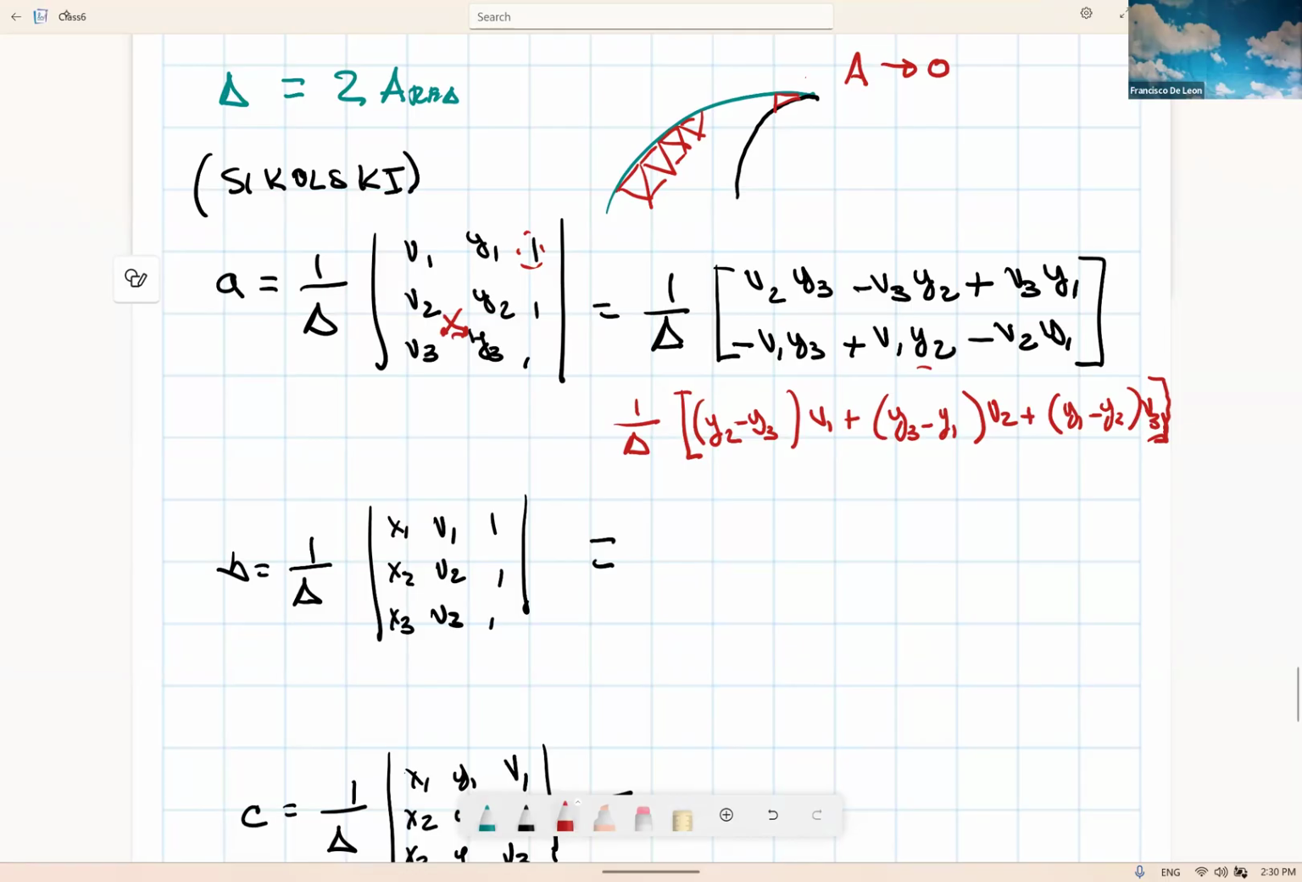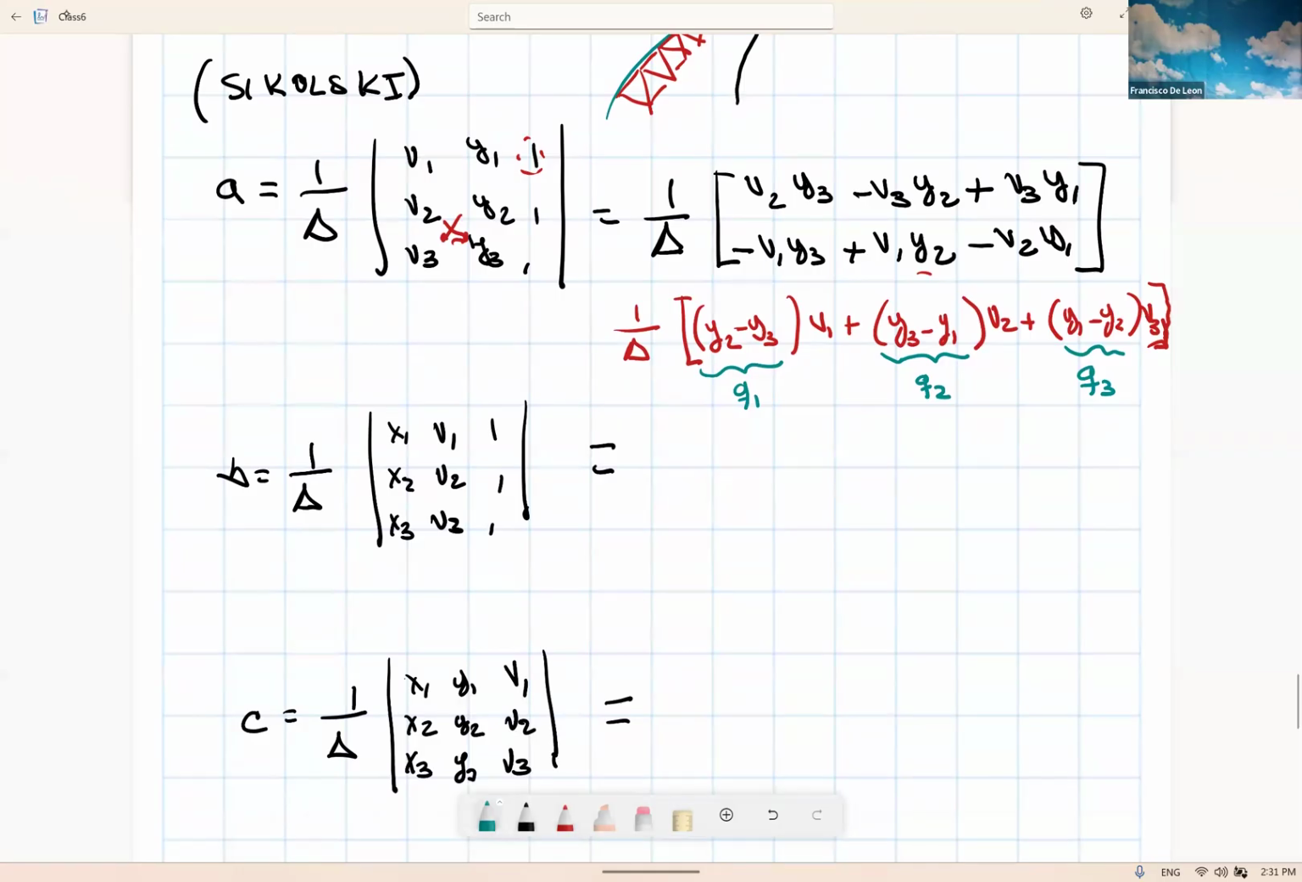To use the same nomenclature as Sikorski, this I will call Q1. This one I will call Q2. And this thing I will call Q3. Just to follow the same naming in the book, and because I don't want to carry so much. So I'm going to start making these sorts of substitutions and substitutions like that.